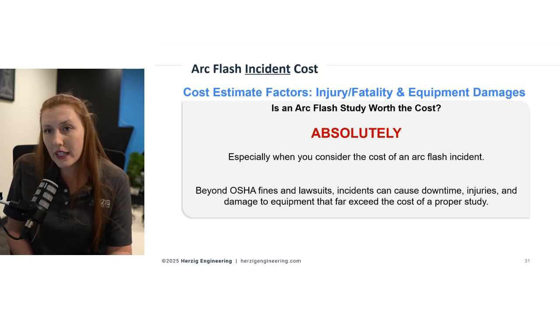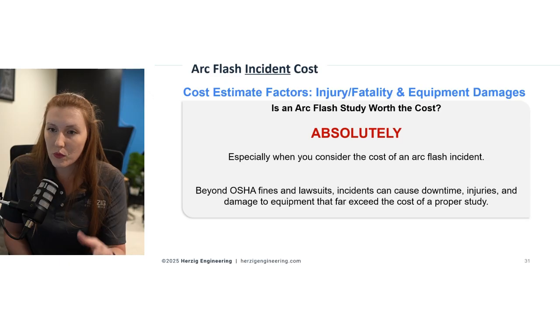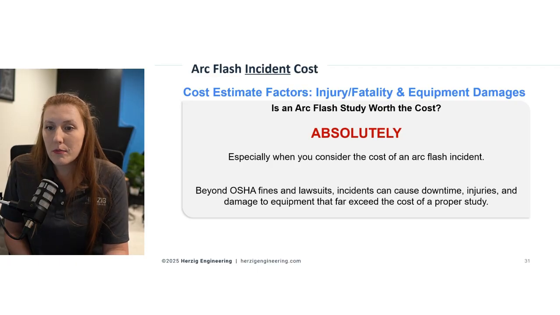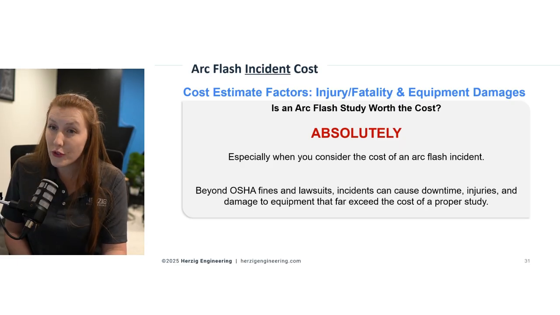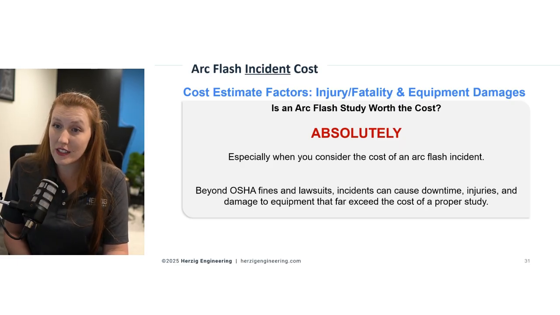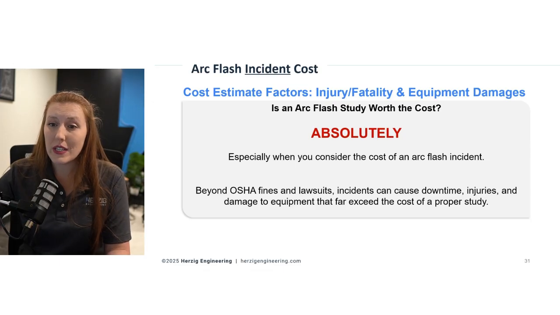Other equipment in the area could be damaged as a result, not even just what caused the arc flash, but anything in the surrounding area, material loss, downtime. But there's also the potential for OSHA fines and lawsuits, or even injuries, worst case fatalities. Okay, so it is absolutely worth the cost.